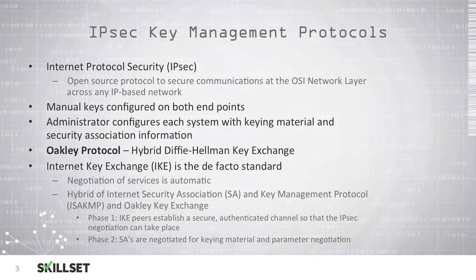There are two phases during this process. During the first phase, the IKE peers will establish an authenticated secure channel so that the IPsec negotiation can take place. In phase 2, the security association is negotiated for the keying material and parameter negotiation. IPsec uses dynamic rekeying to control the generation of new keys during communication based on a configured key lifecycle.